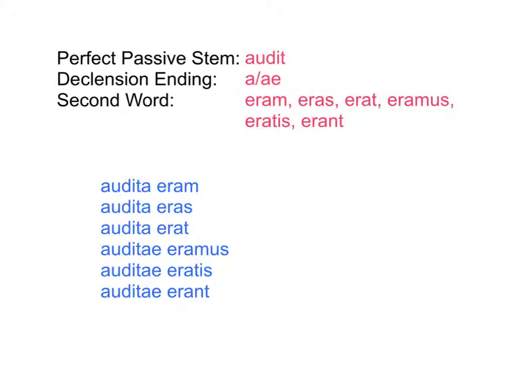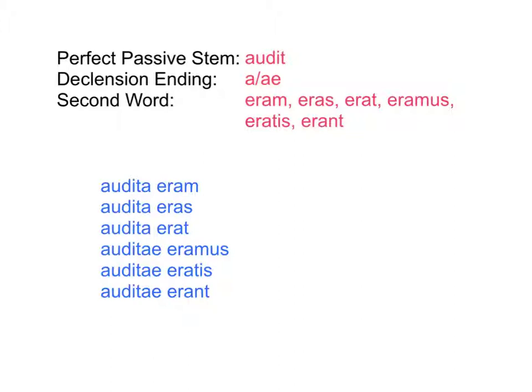Okay, let's put all this stuff together. So here we have our perfect passive stem, audit. And then we have our declension ending, a for the singulars and ae for the plurals, because we chose feminine, and because it's always going to be nominative. And these end with 2-1-2 adjective endings.